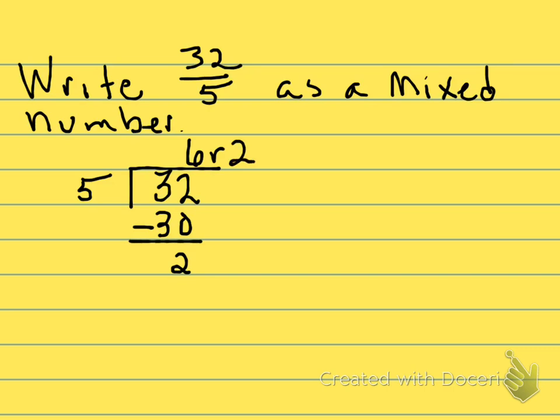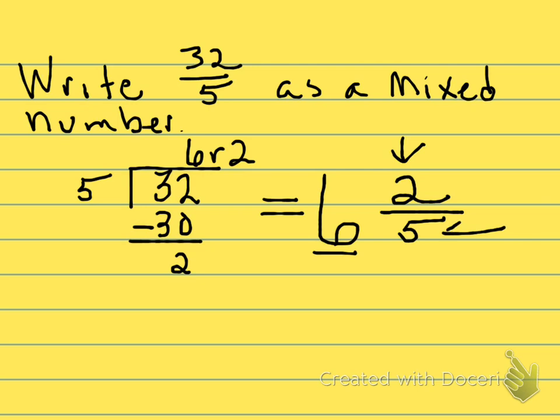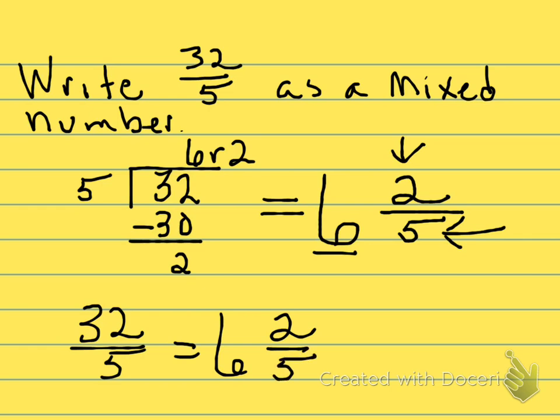Now I'm going to take 6 with the remainder of 2, and I'm going to turn that into a fraction. My quotient becomes my whole number, my numerator is my remainder, and my denominator is my divisor, and it stays the same. So I have my quotient, my remainder, my denominator. So I can say that 32 fifths is the same as 6 and 2 fifths. So boys and girls, I've taken a mixed number and converted that into a fraction. And I've just taken an improper fraction and converted that to a mixed number.